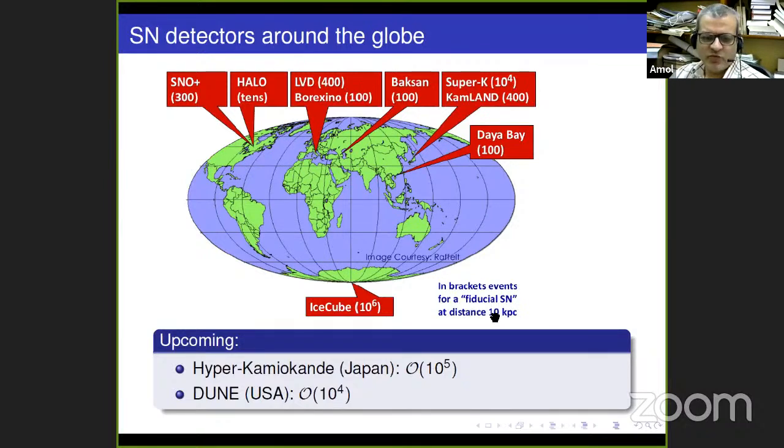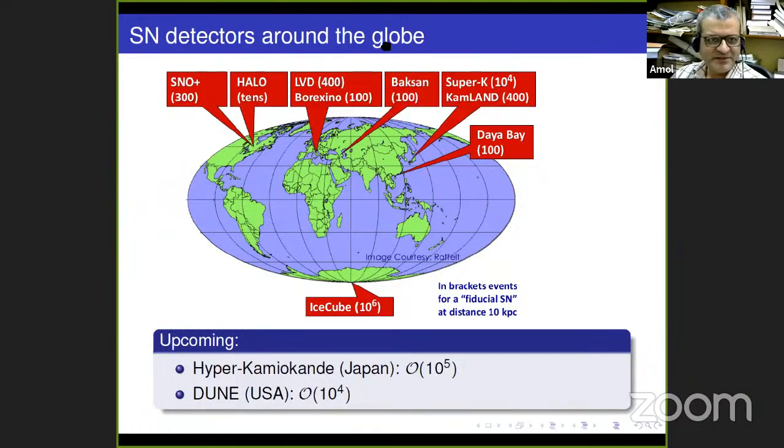After that, of course, if the supernova explodes at 1 kiloparsec, it will mean that the flux will be 100 times, right? Because it's 1 upon r square. Okay, so this is sort of a standard distance at which you predict the number of events.